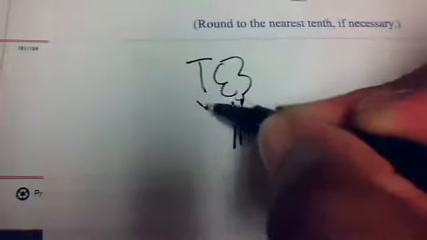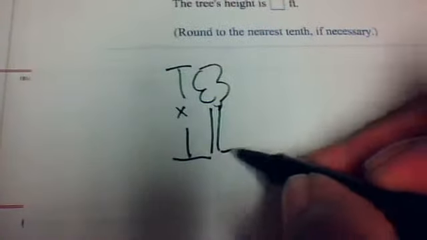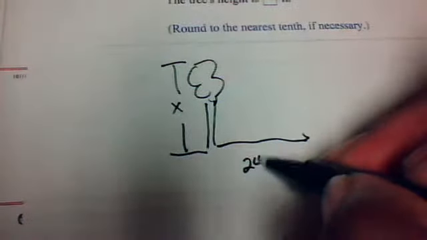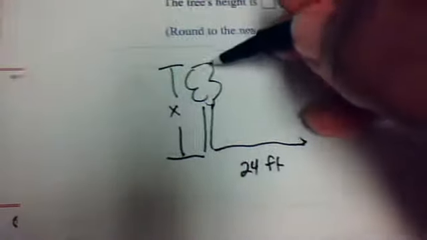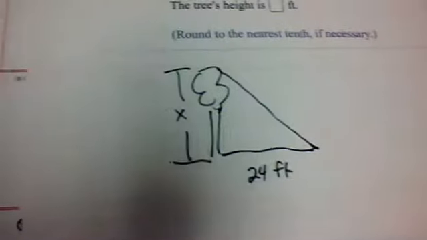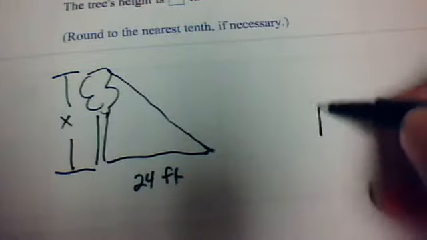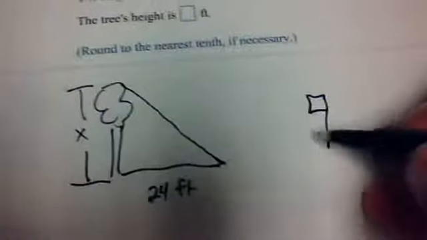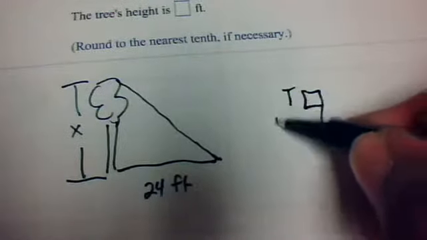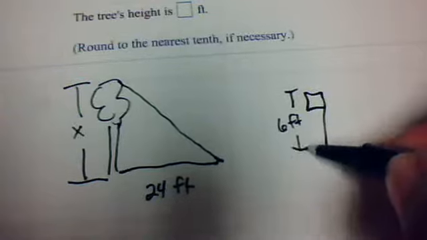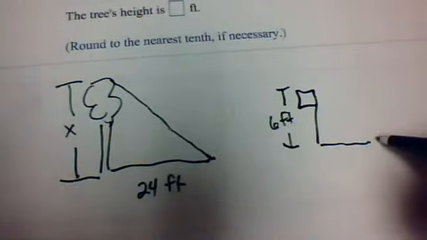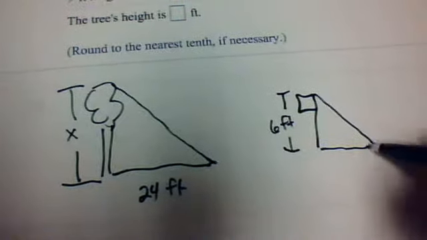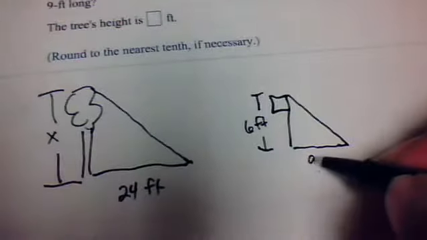now here I'm trying to find the length of that tree, or the height of that tree, that's going to cast a 24-foot shadow. So that shadow is 24 feet. And then I have a 6-foot pole, let's say a flagpole, and its length is 6 feet. It casts a shadow of only 9 feet.